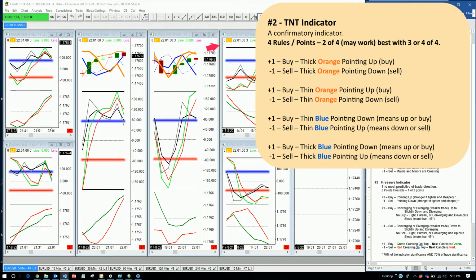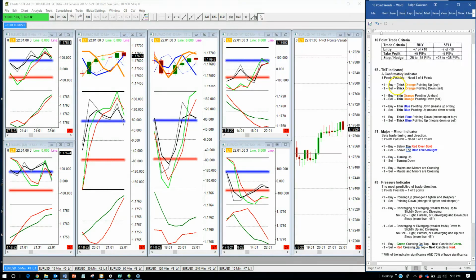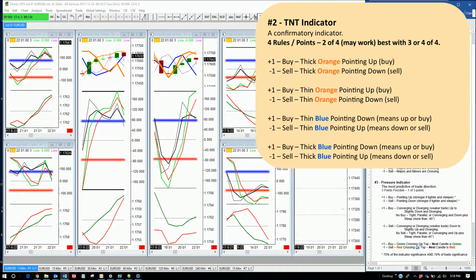It's a confirmatory indicator. We need 3 out of the possible 4 points, 1 point for each line. Okay, so we're selling. So let's take a look. We have the thick orange pointing down. And is that the case? Yes, it is. We need the thin orange for a sell pointing down. It's not. Okay, that's a problem. So we want to be cautious now. For a sell, we want the thin blue pointing up. Now, as you know, that means that the market is going to go down, or a sell. Okay, well, the thin blue is pointing down.